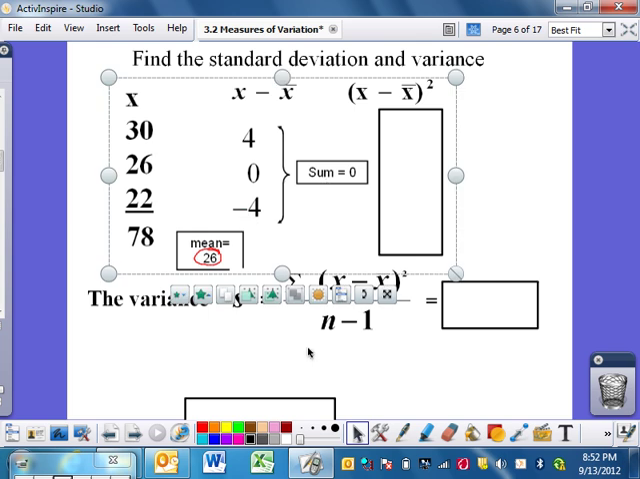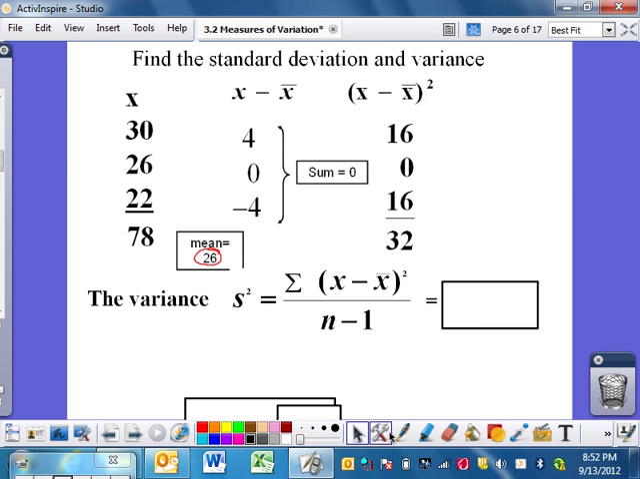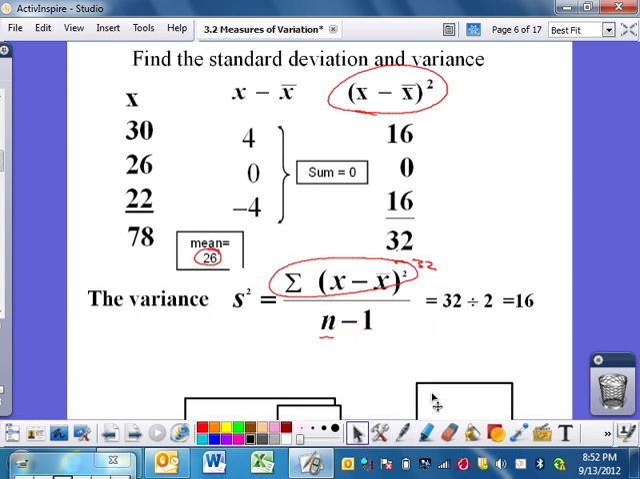Notice the sum would be 0. That's why we need to square them so they become positive. Otherwise, you'd have 0 and you would have no idea what your standard deviation or the spread is. Then you need to square it: 16 plus 0 plus 16 is 32. And now the variance. We have our differences, the sum of our differences, this top part is the 32, but we need to divide it by n minus 1. Divided by n minus 1 is simply 2 in this problem. So our variance is 16.